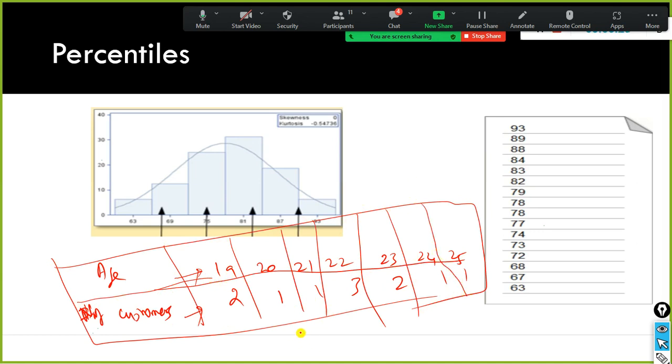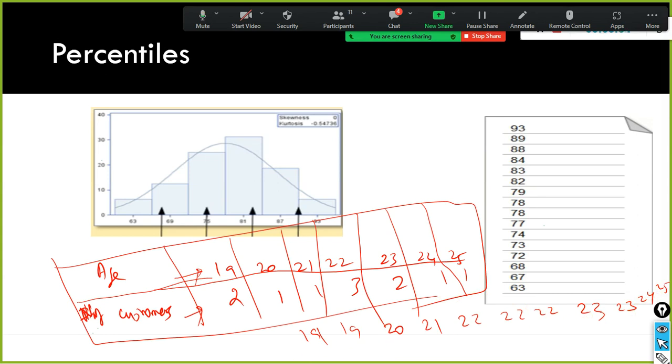So you need to extract it. So two customers have age 19, 20, 21. 3 people have age 22. Okay, and 2 people have age 23. And 1 person has age 24, 1 person has age 25. Now you tell me what is the median for this.